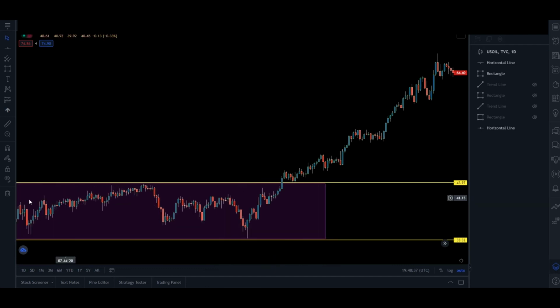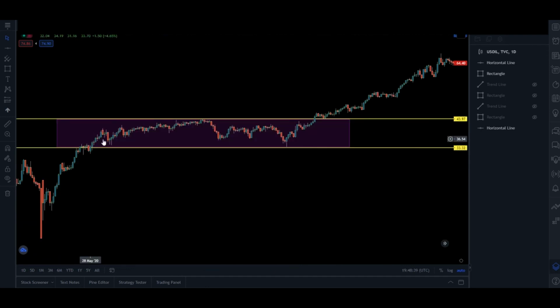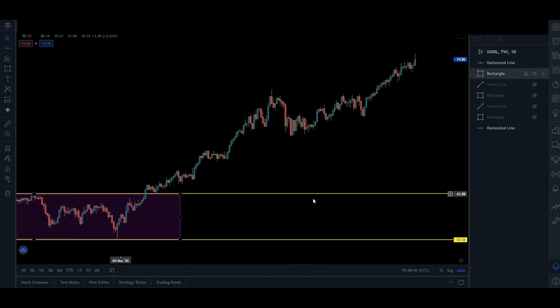It was channeling for about, what is it, I don't know, maybe June, maybe like 5 months. And then look at this thing. It broke from $44 all the way to $74. People made a fortune if they bought on this breakout.